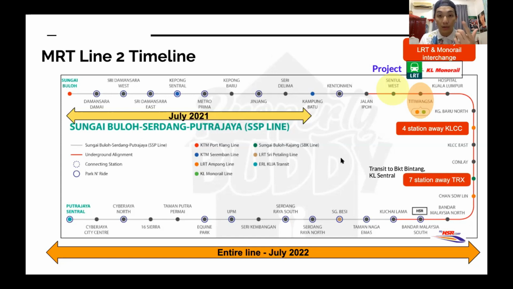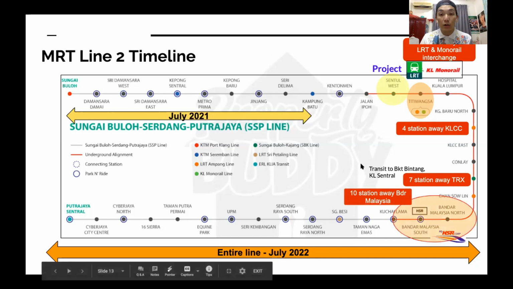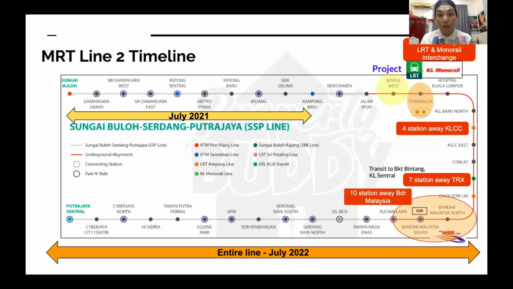Just 7 stations, below 7 stations, that means it's less than 30 minutes you can reach TRX, because each station is about 2 to 3 minutes. So in the future, there's a lot of headquarters, bank headquarters, financial. This is a financial district that the Malaysian government is developing. And 10 stations to the even bigger workers hotspot, which is Bandar Malaysia, which will also incorporate MRT Line 3, the Circle Line, and also HSR, high-speed rail.